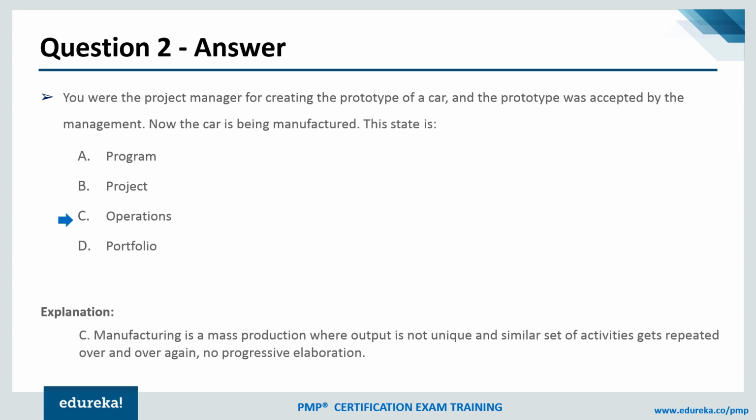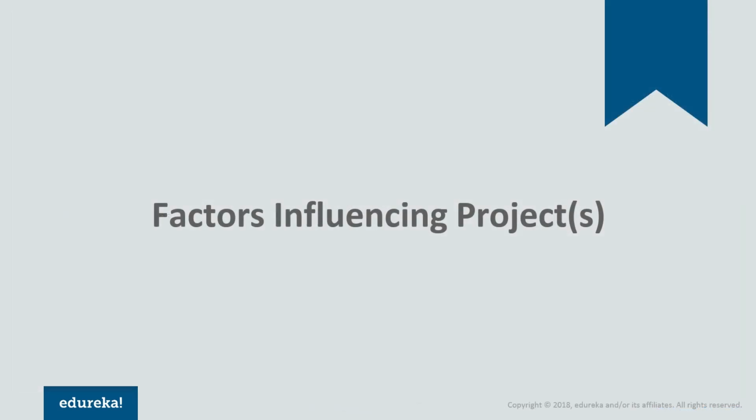So once a prototype is accepted, it goes into manufacturing. That becomes an operation, because day in and day out, your company or the team will be working on creating the multiple units of the car. And what we are going to use to manage the operations is an operations life cycle, operations methodology. And with this, we move to the next important topic, which is factors influencing the project.